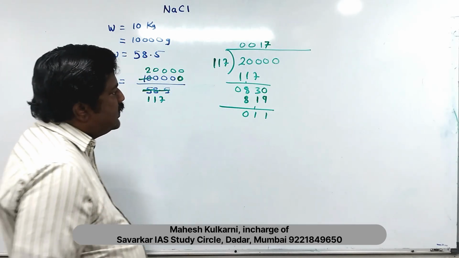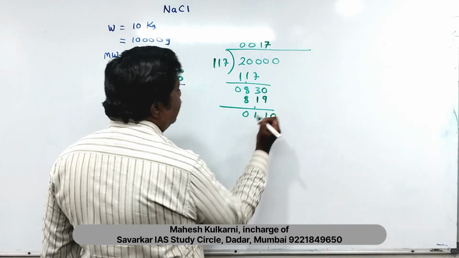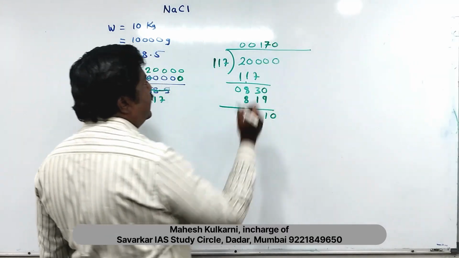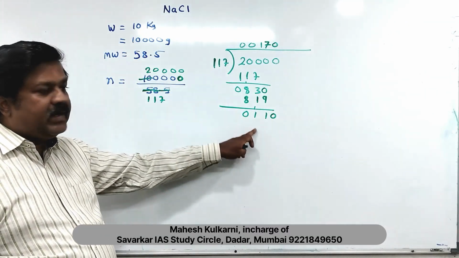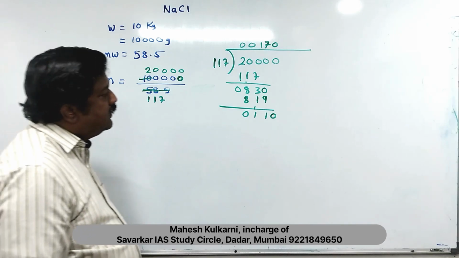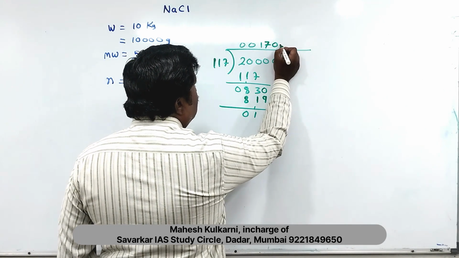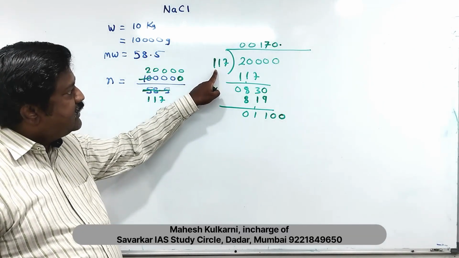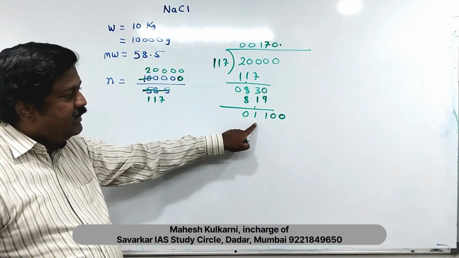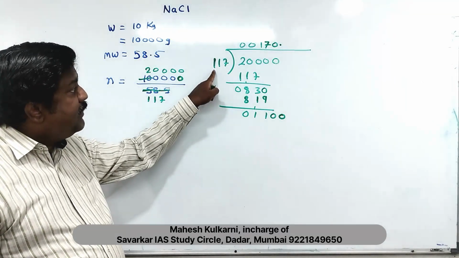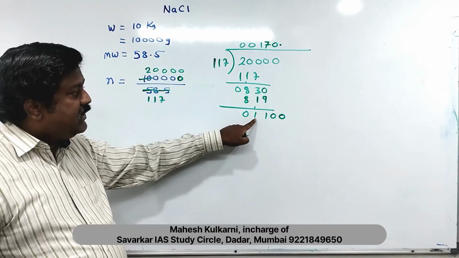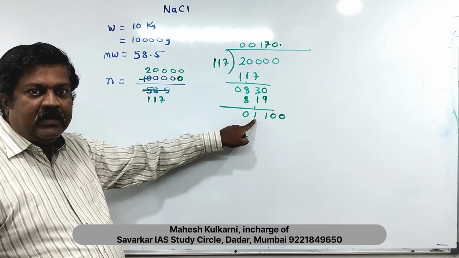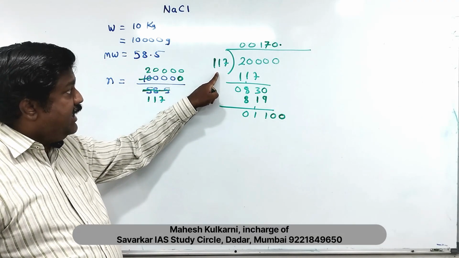Now I have to take one more 0, which is already available, but I can't divide because this is greater than this. So that will be the end. Now I have to put a decimal and take one more 0. Now it's obvious that it is greater than, if I am multiplying by 10, then obviously this will be a very huge figure. So I have to try with 9.